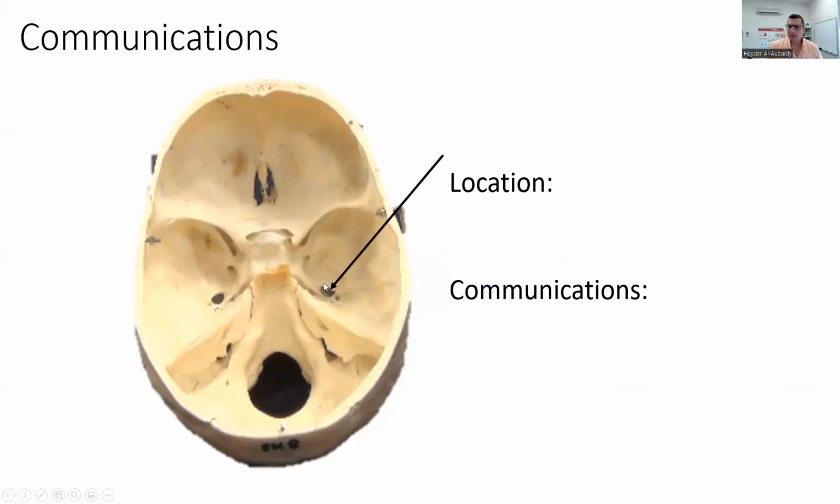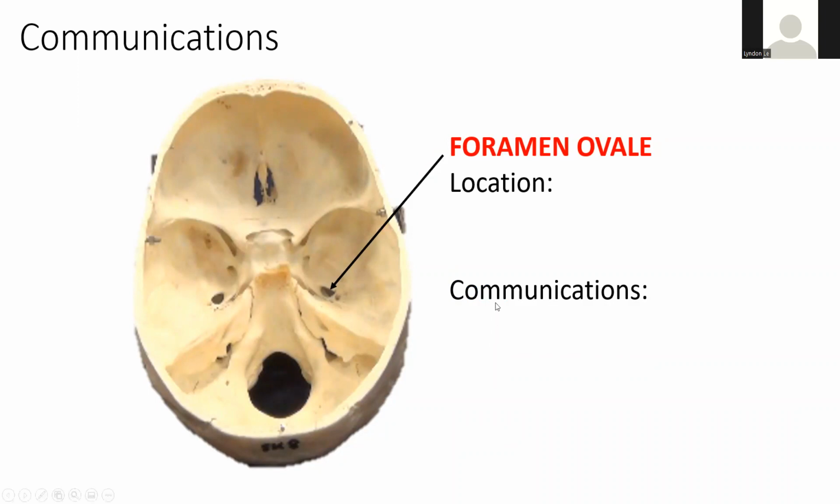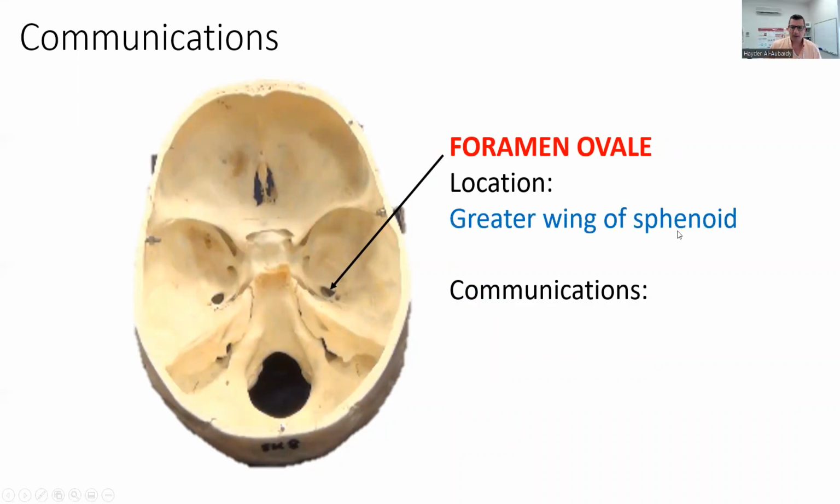Okay, how about this foramen here? Foramen ovale. Thank you, foramen ovale. And its location should be in what? The greater wing of the sphenoid bone. Fantastic, to the point. Greater wing of the sphenoid bone.